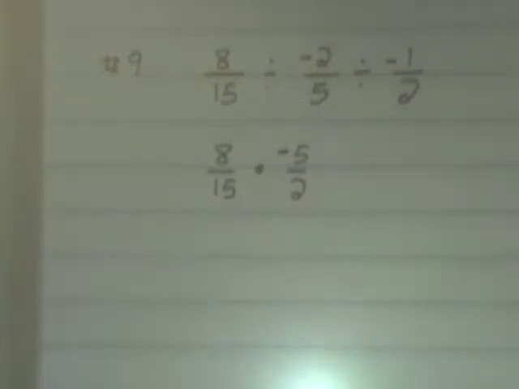5/2. I like to keep my negatives up top, so you see it said -2/5, I call it -5/2. In a similar way, I move to the third term, I'm going to multiply by -2/1.